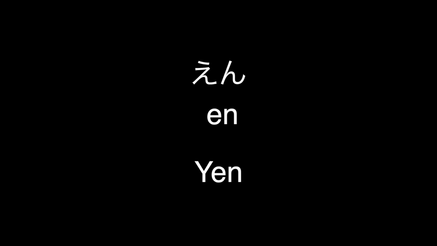En. En is the Japanese word for yen. So if we're talking about prices with someone and they give us a number and then say en, that means that's how much money it is in Japanese yen. En is how you say yen in Japanese.